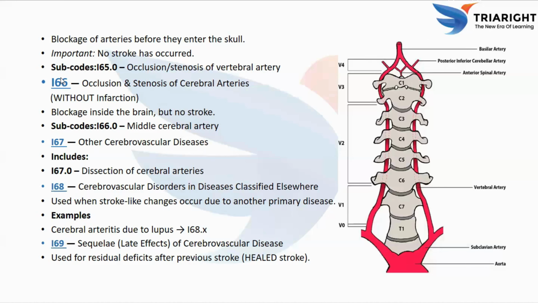And next, coming to the I67 code. I67 describes other cerebrovascular disease. What do you mean by this? A miscellaneous category for cerebrovascular conditions that are not due to bleed or infarction. This includes things like vascular malformations, vasospasm, and dissections of cerebral arteries. What is the important subcode? I67.0. It is a dissection of the cerebral arteries, nothing but a tear in the artery wall inside the brain.